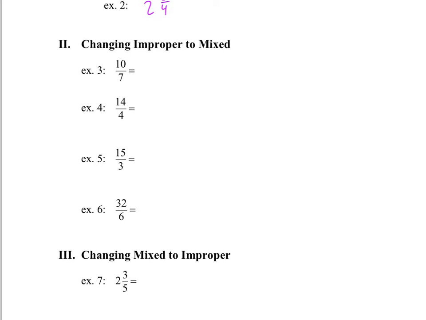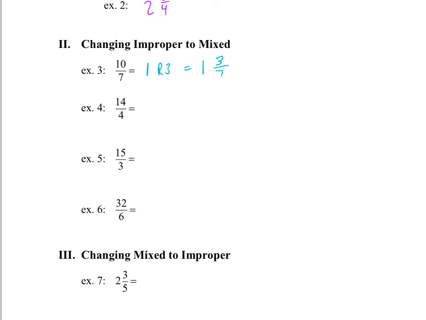10/7. How many 7s fit into 10? 1. How many are left? 3. Remainder 3. You remember that from long ago? So that is what we have there, but we want to make it a mixed number. So you have 1, and you have 3 parts out of 7 left. So you're going to keep your denominator the same, and your numerator is going to be what your remainder is.